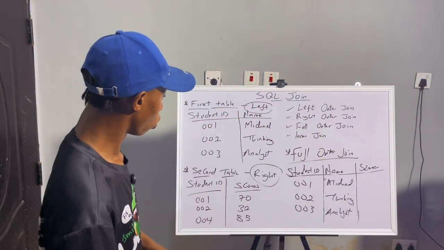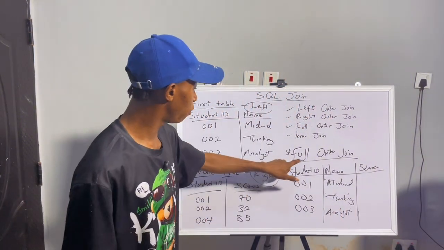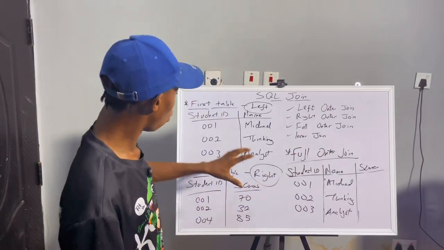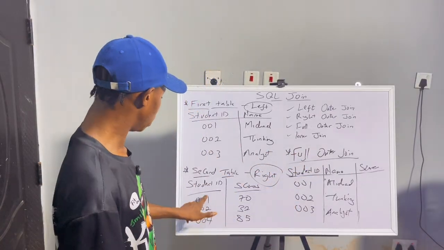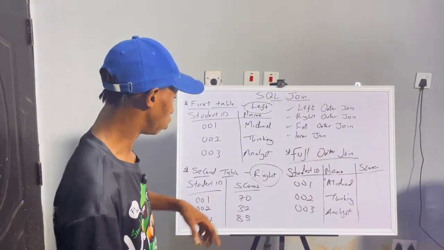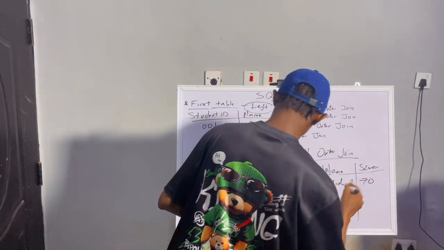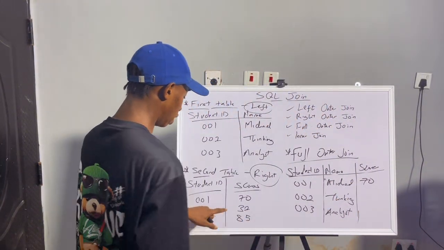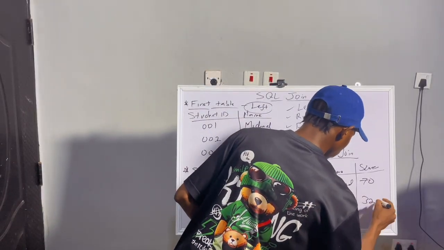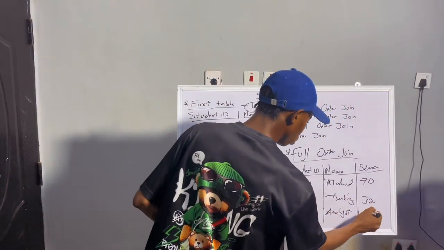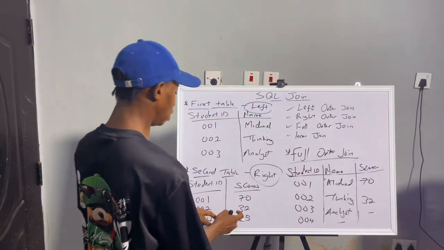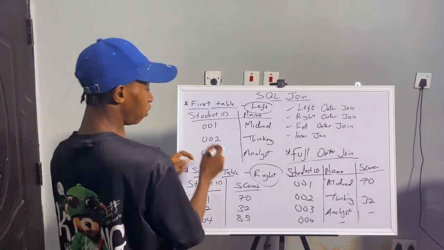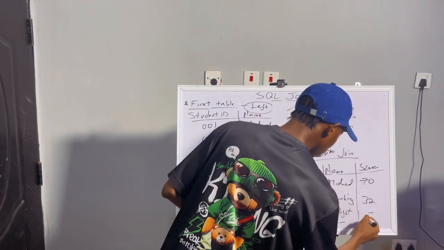So I said earlier that when we are joining on full outer join, all the data that is coming from both tables is going to appear. So what is coming from our right table? 001, we already have it. The score 70. 002, you have it here. The score 32. We don't have 003, so the score is going to be empty. So 004, the name is going to be empty. There is no name for it in the left table, but we have a score for it.